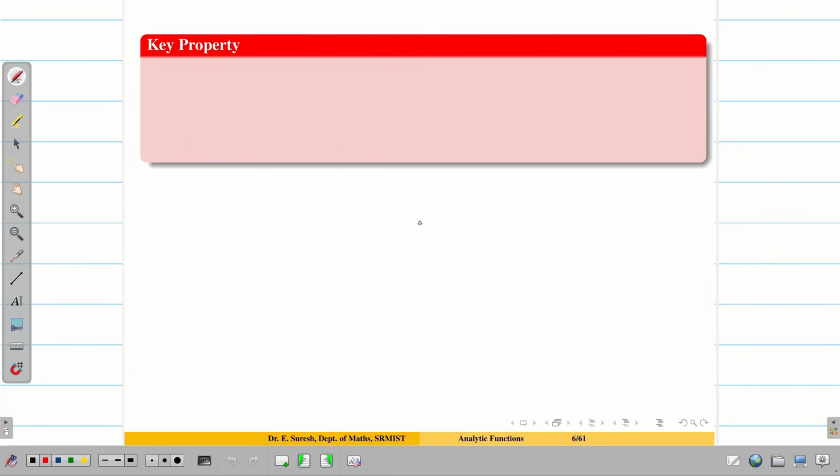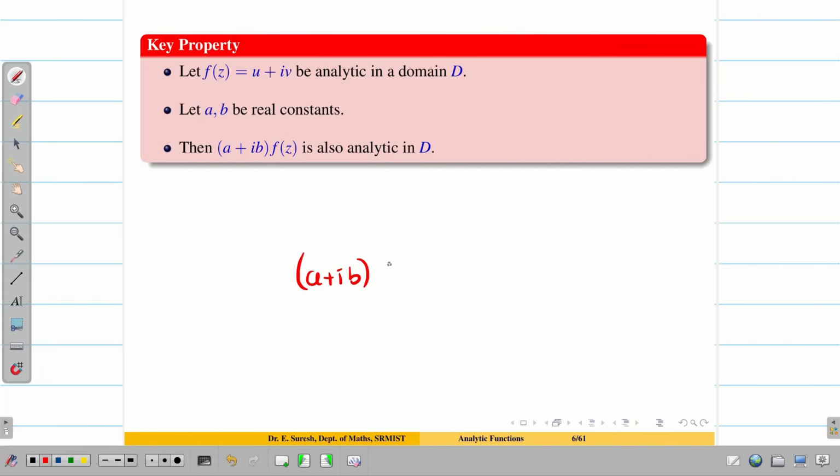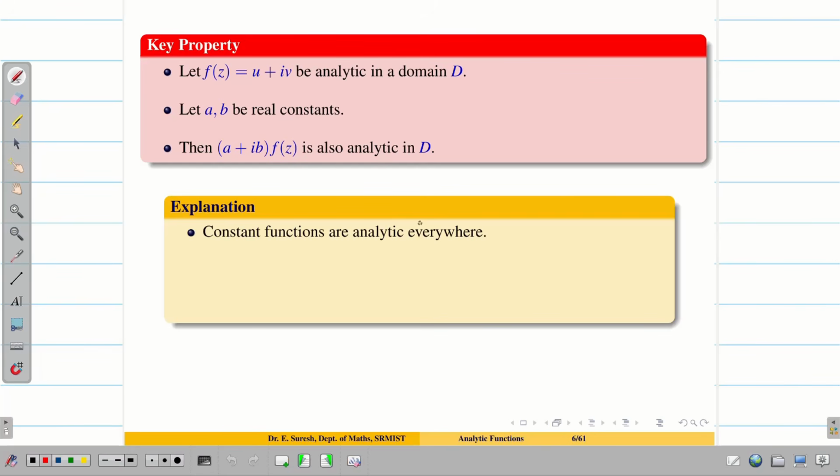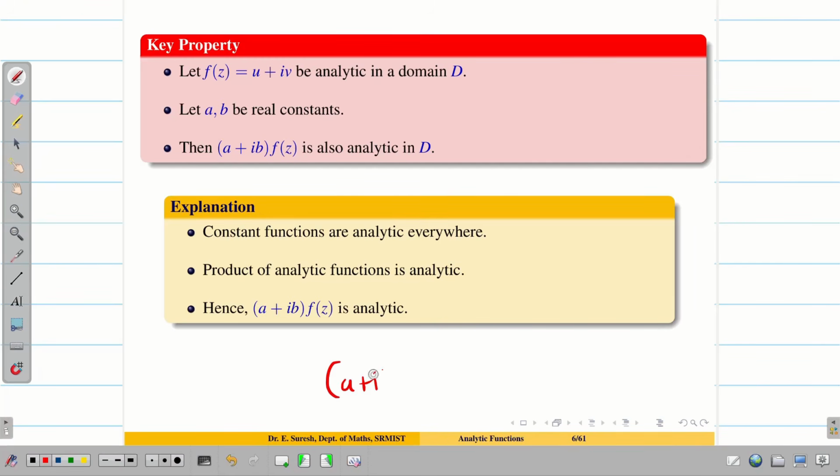Let us have a quick recap. If f of z is an analytic function, then if a and b are any real constants, a plus ib into f of z is also analytic. The reason is constant functions are analytic everywhere. The product of two analytic functions is always analytic. Therefore, a plus ib into f of z is analytic.